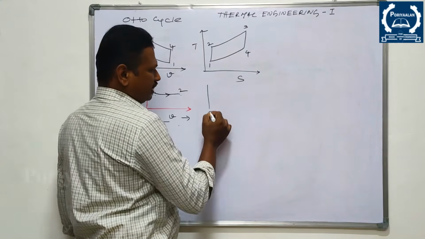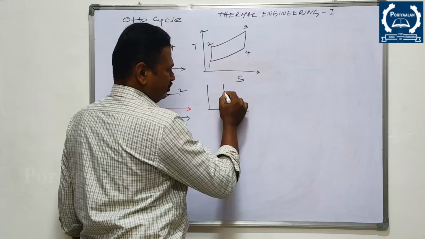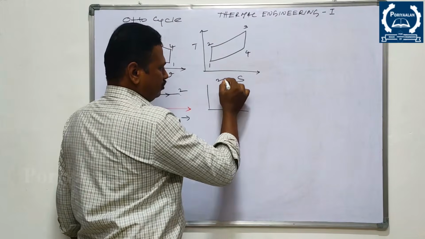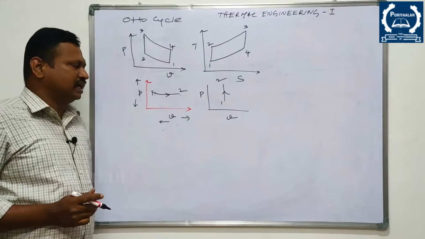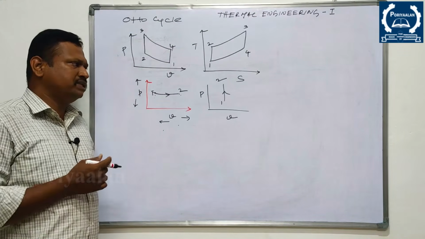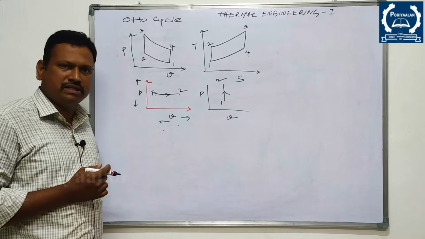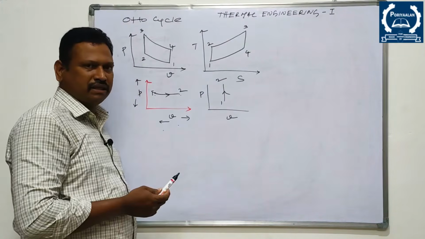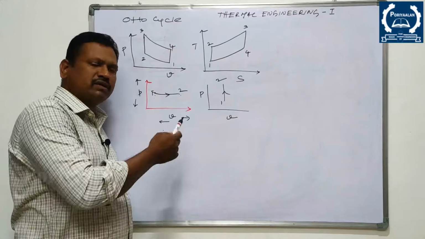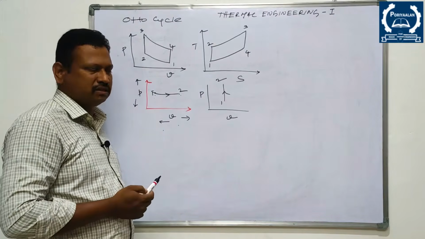Let us take another example. 1 to 2, same PV diagram. Whereas in this case, there won't be any change in volume, but there is an increase in pressure. So this process is known as a constant volume process.